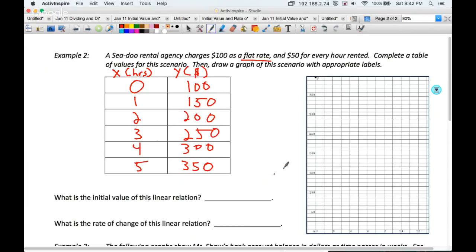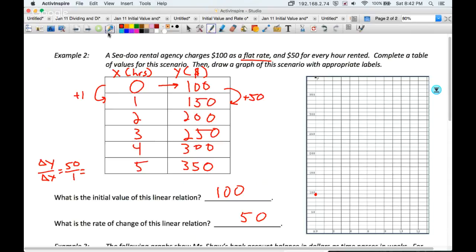What's the initial value of the linear relation? Well, we can go back up to the scenario and see that it's 100, or just look at our graph that the number across from 0 is a 100. So we know our initial value is 100. Put that on my graph right now if I want. What's the change in this relation? Well, we can go back up to the situation and see that it's 50. Or we could calculate it from our table now and see that we go up by 1 on this side, up by 50 on this side, and delta y over delta x equals 50 over 1, which equals 50.